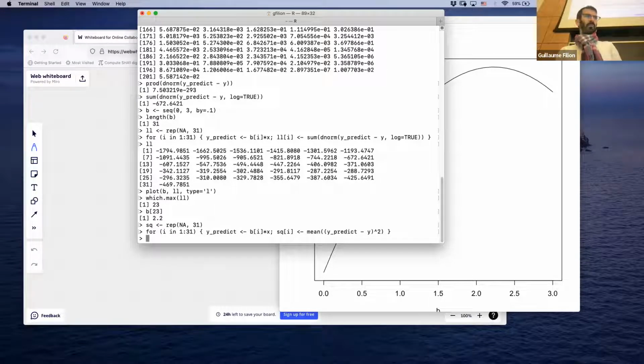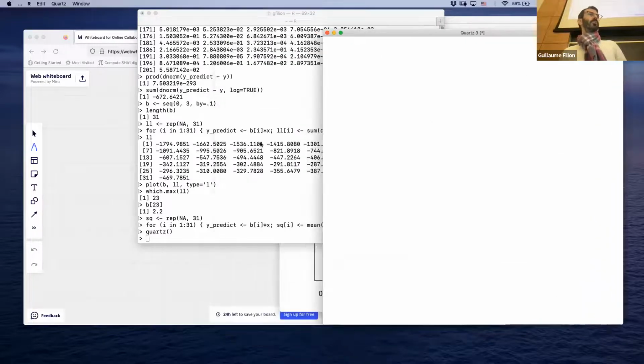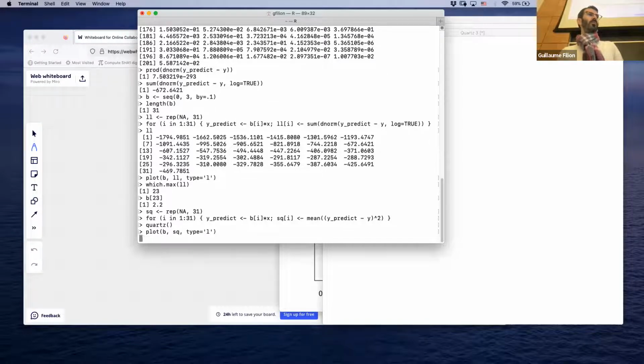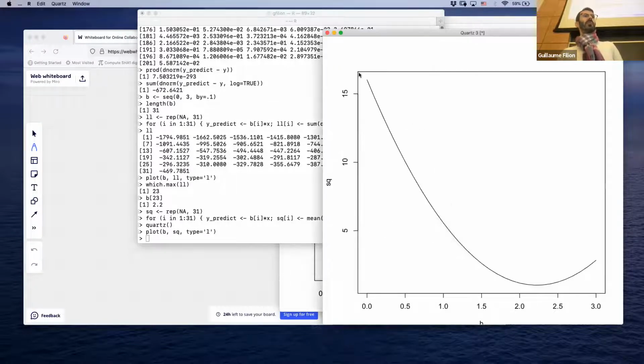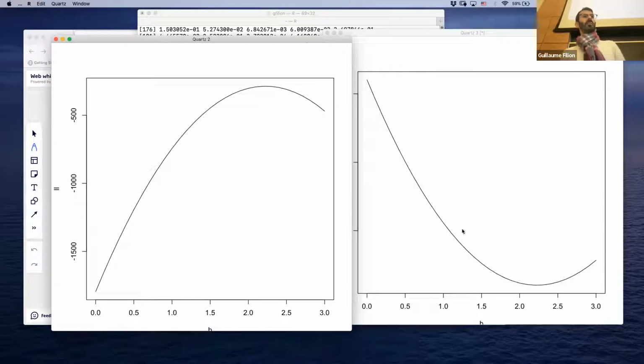And now I'm plotting a new plot here, in which I'm showing, instead of P and LL, B and SQ, right? You can see that this is the opposite. Actually, these two curves here are mirror images of each other. This one here has a minimum at the place where this one has a maximum.